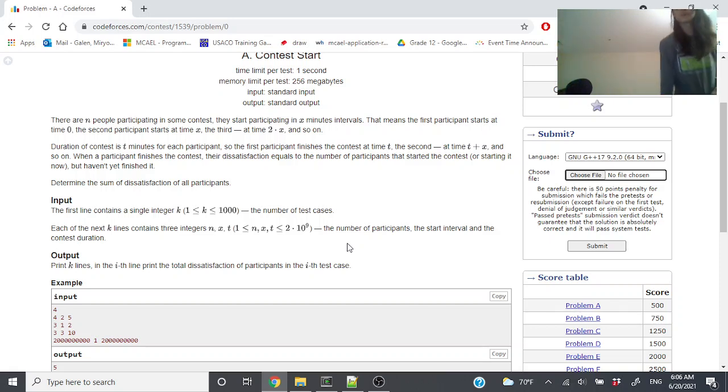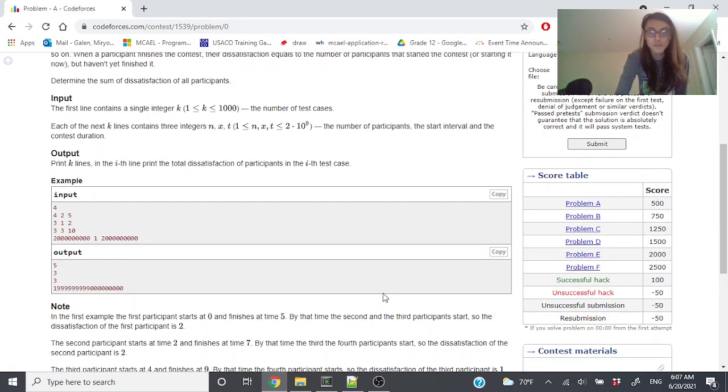So let's see. Let's look first at the first participant and see how much they lose, or see what their dissatisfaction is, I guess. Does it include themselves? No participants have started the contest but haven't yet finished it. So it's everyone ahead of them.